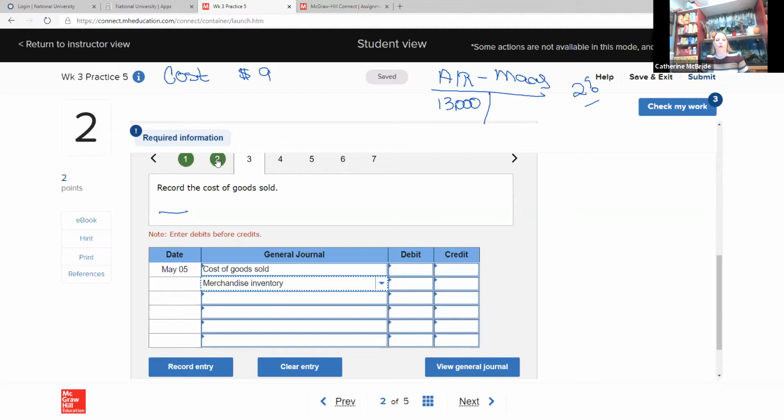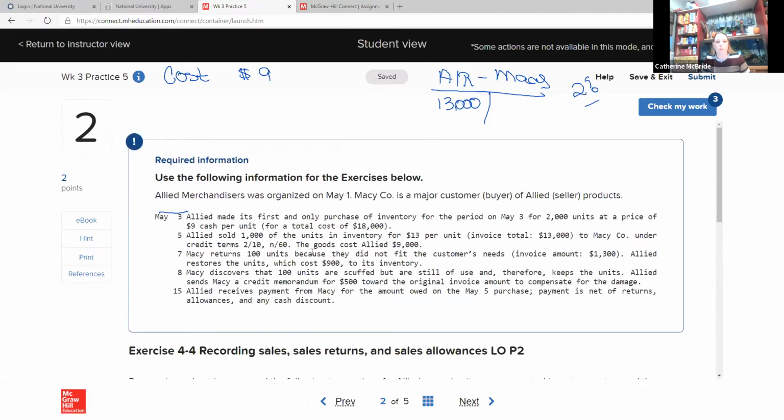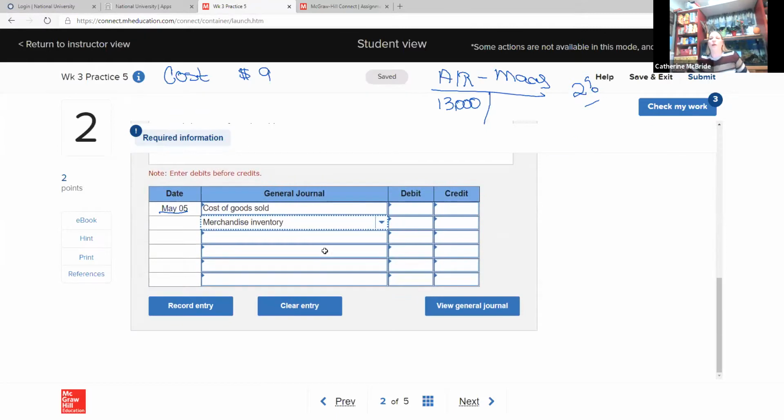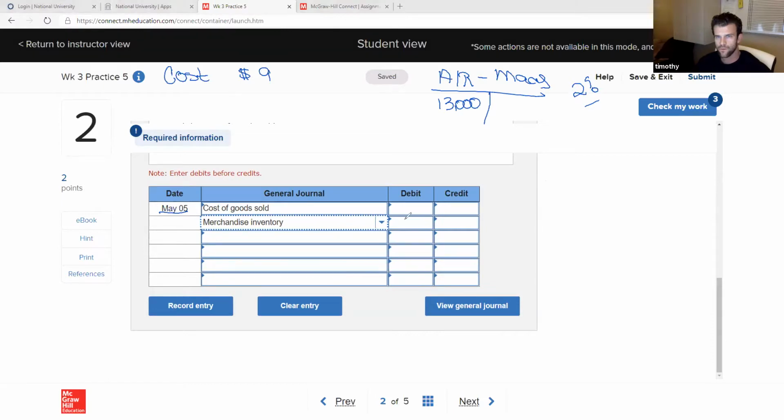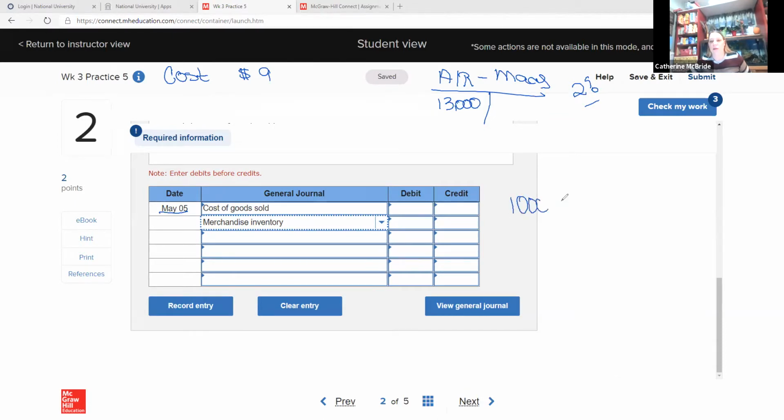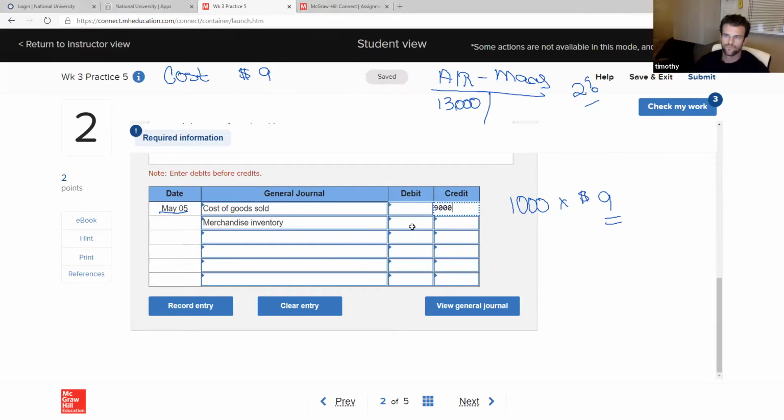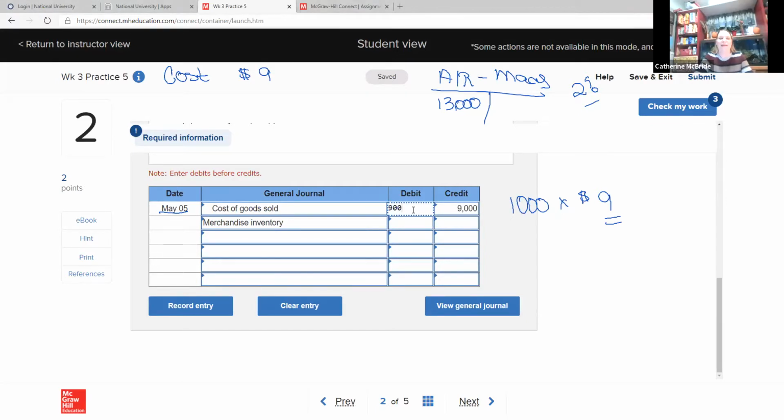So we sold 1,000 units. What we're going to do here is we recorded the sale at the $13 per unit. But in this case, we sold 1,000 units, and we're going to take it off our books at $9 per unit because that was our cost. So cost of goods sold is going to be $9,000. And we'll reduce merchandise inventory $9,000.